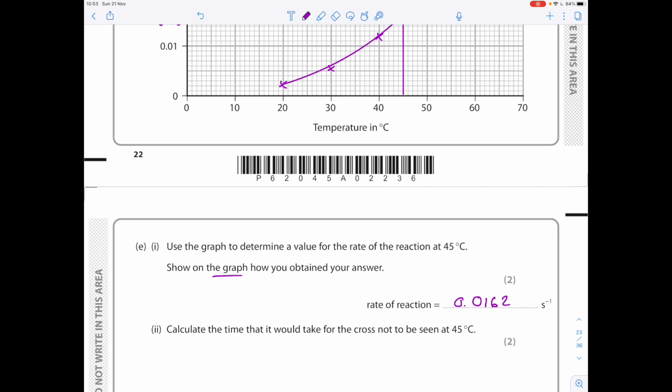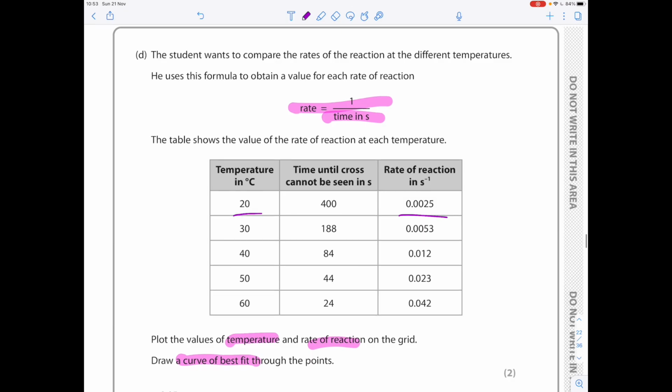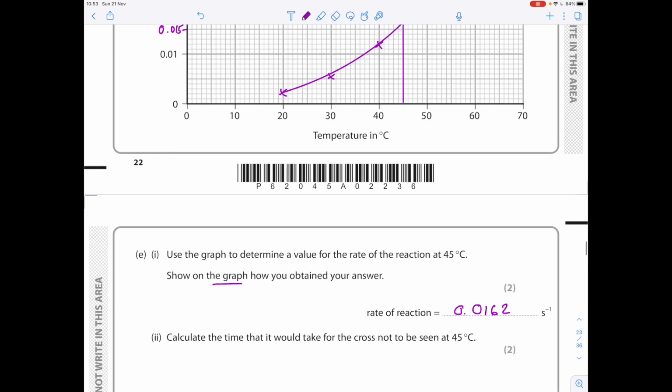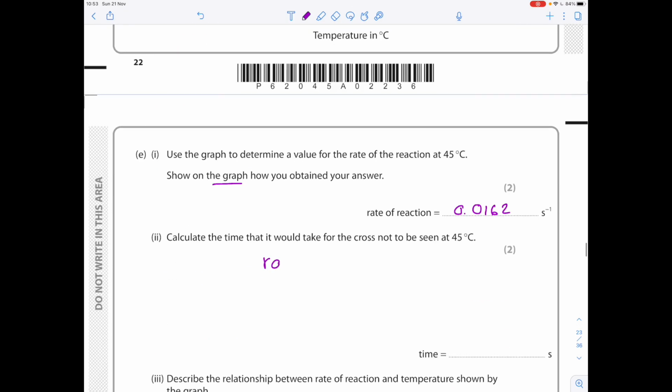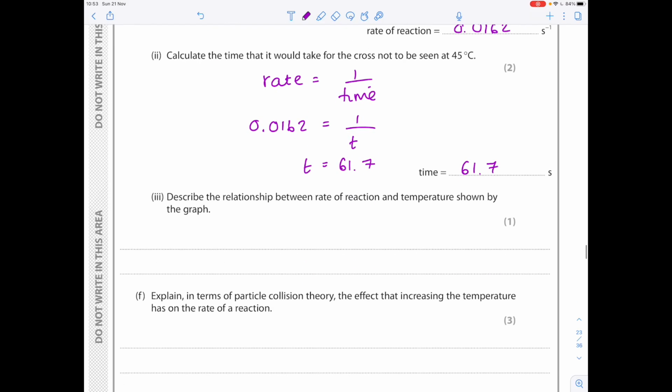Calculate the time that it would take for the cross not to be seen at 45 degrees. So we're using the equation rate equals 1 over time. We've just found the rate from the graph, so we're looking for t. So you want to cross multiply, so that means doing 1 divided by 0.0162. So that comes out at 61.7. Remember, these readings will vary slightly depending on your own graph.